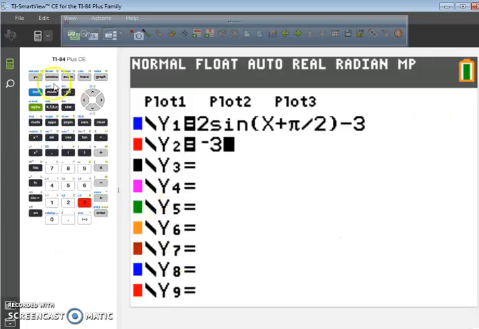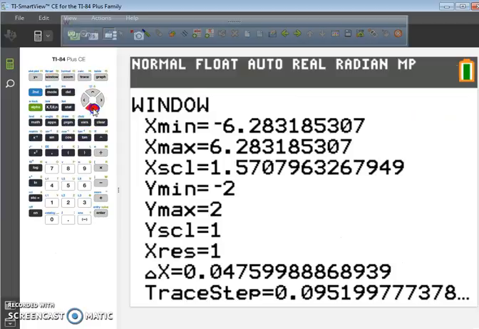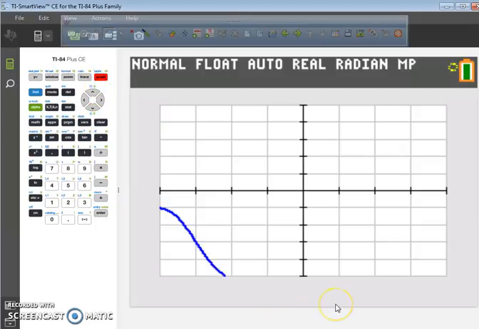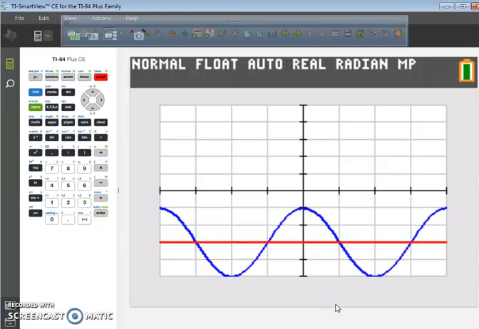So go to your window. We're going to change this from -2 to a -5. Maximum, I want you to put +5. Okay? Then I want you to hit graph. Take a look at it. All right? There's your graph right there.